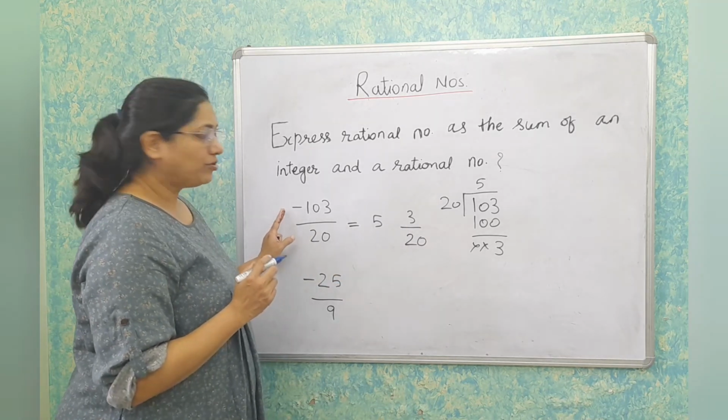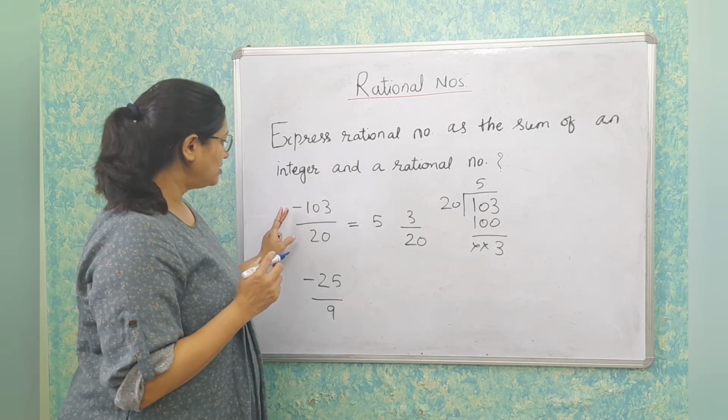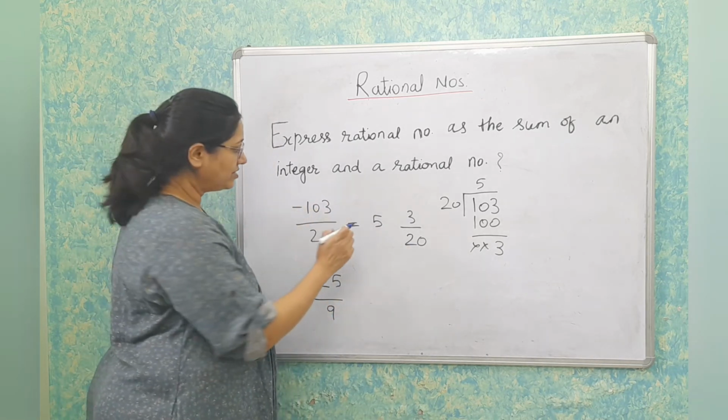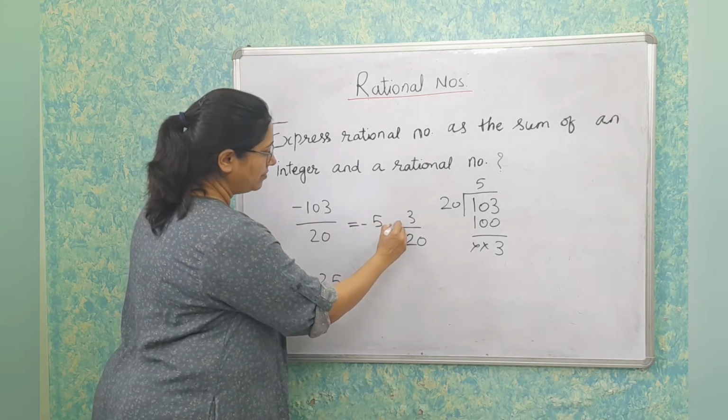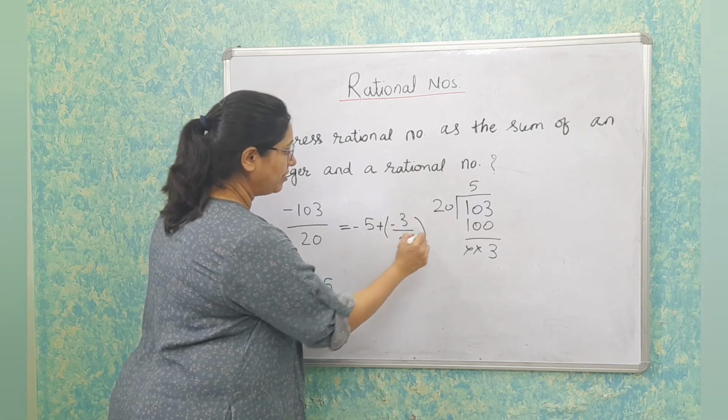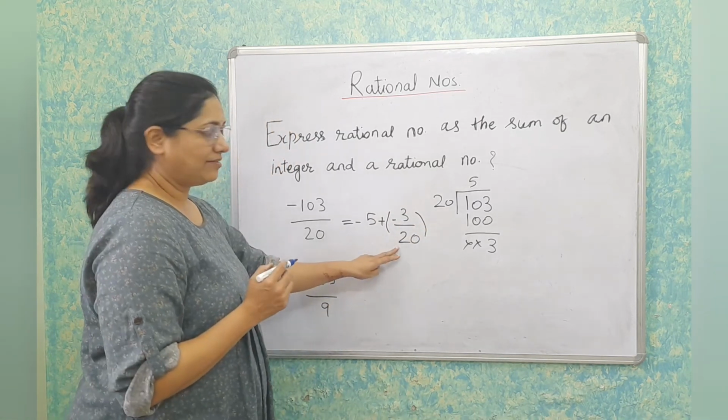But now I have to put the sign also. What is the sign? Negative. So both these numbers will have a negative sign. But I will add a plus sign in between them. So this is the answer.